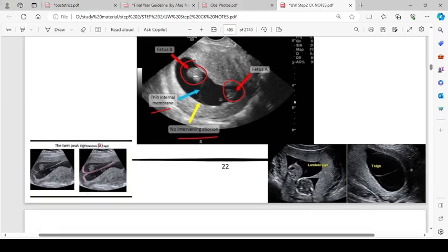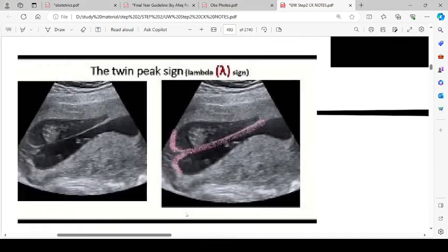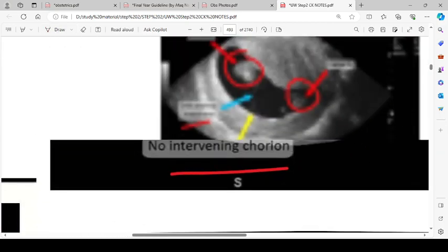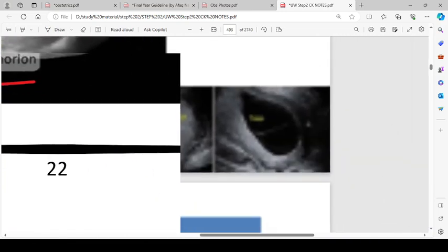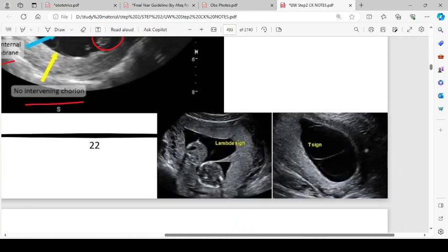this one, here you can see that there is a lambda sign in which dichorionic diamniotic twins are present. These are the twins with two different placentas and two different amniotic sacs. So there's a lambda sign which is formed between them like this. And then we have this picture over here. This picture is showing again a lambda sign.